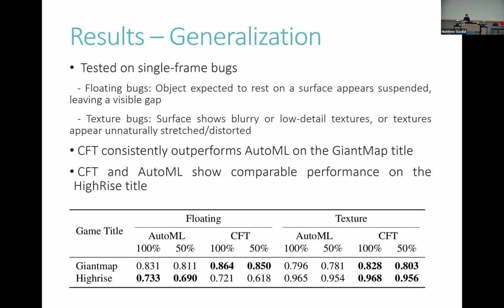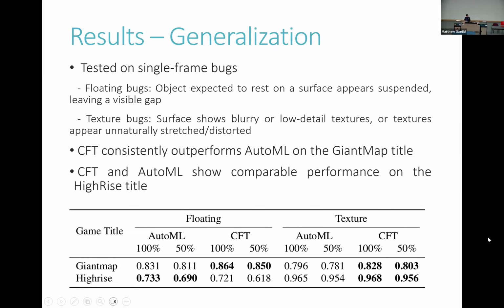The floating bug is defined as an object expected to rest on a surface appearing suspended, leaving a visible gap. And the texture bug is defined as a surface showing blurry or low-detail texture that appears unnaturally strange or distorted. So this is the definition of floating and texture. These are two typical single-frame bugs.